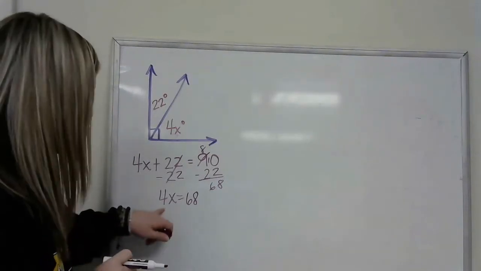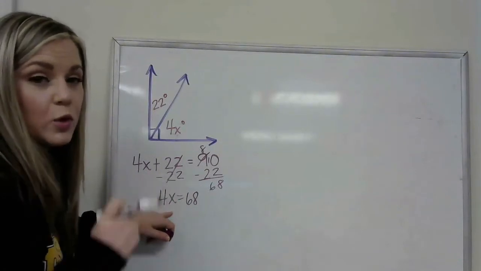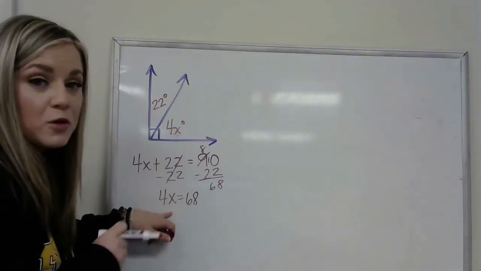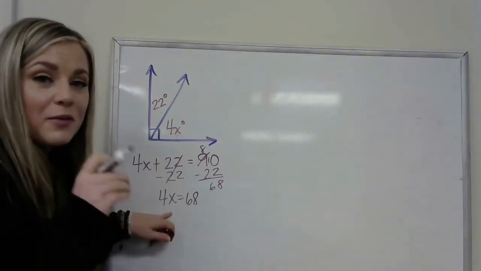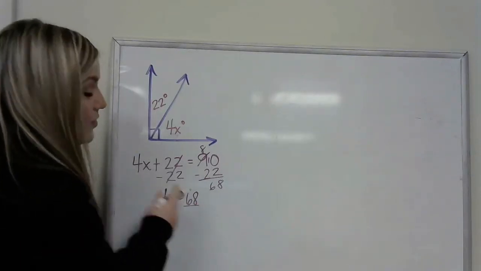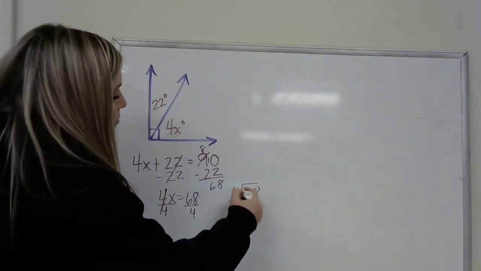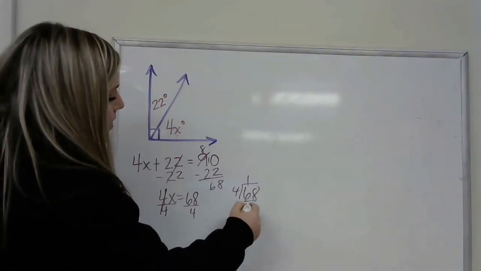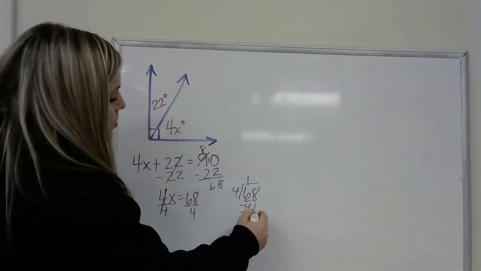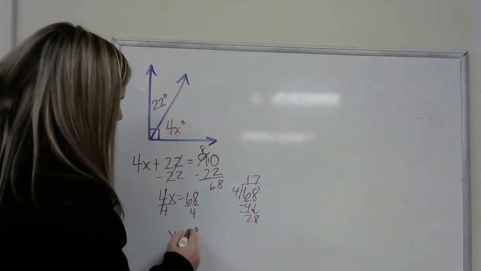Now I've got to get rid of the 4 to get x by itself. Well, what is 4 doing to x? Right now 4 is multiplying x, and we know to get rid of it, we have to do the opposite, which is divide. And if we divide on the left, we've got to divide on the right. 68 divided by 4: 4 goes into 68 one time, which is 2, 8, 17. So x is equal to 17 degrees.